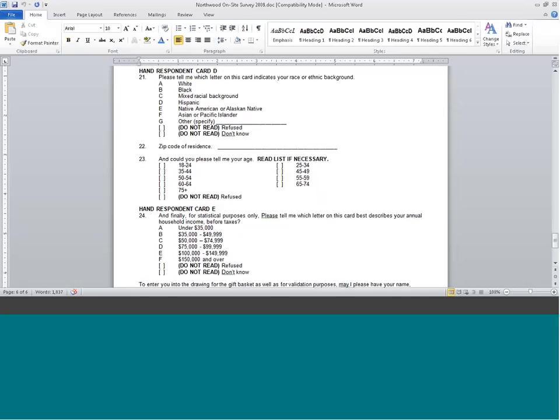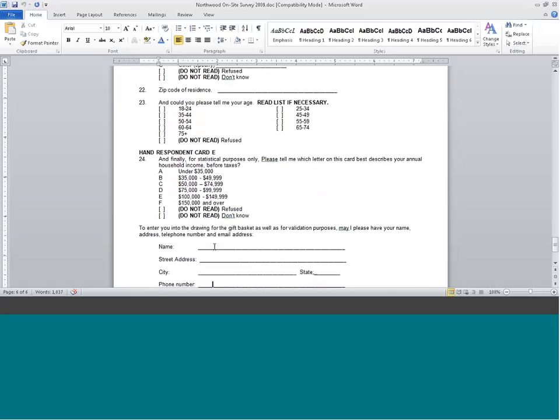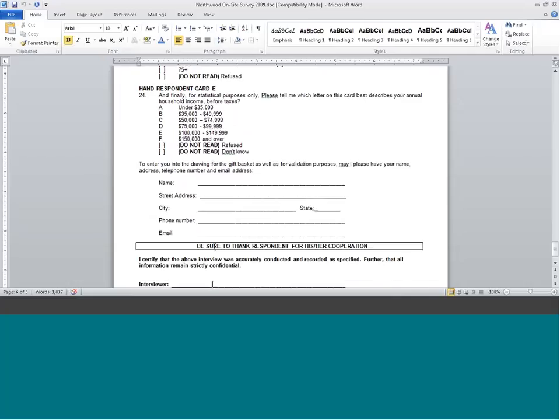Their zip code, they're probably going to do something with that. Maybe they're going to segment their data by geography, so they need to know the zip code. The age, the income, you see both of these are ranges for the reason I said before. And for income, you'll see that the F category is 150,000 or more, so you have to decide what the endpoint will be for the "or more."